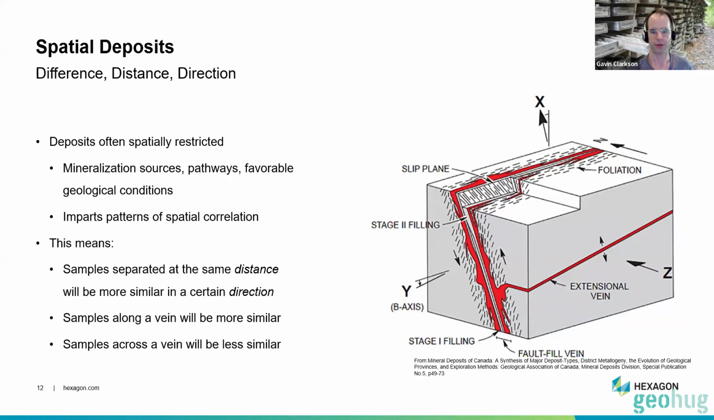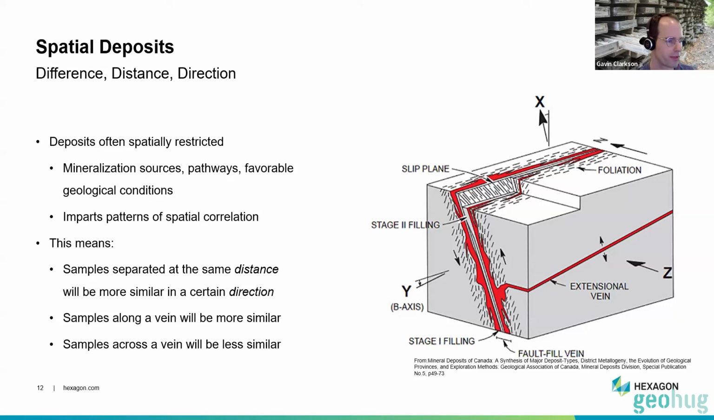So deposits usually have some sort of a spatial relation. There was something that happened that caused that metal value to drop out or to concentrate in the area that you're mining. So they're spatially restricted. The mineralization occurs along sources or pathways. There's some sort of favorable geological condition that caused those metals to drop out of solution. And this imparts a spatial correlation.